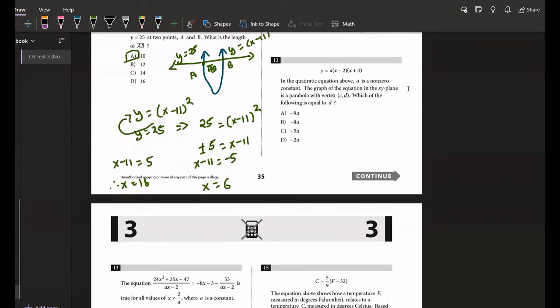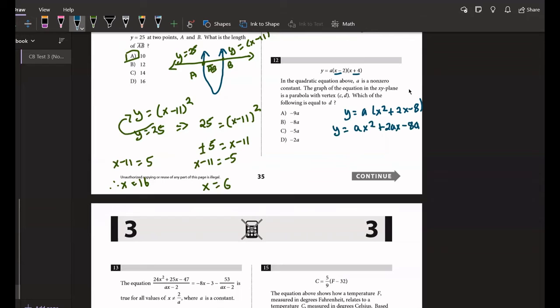Then again, you are given the equation of a parabola. You are supposed to find the vertex and give the value of b. So we'll rewrite this equation as y equals a(x squared plus 2x minus 8). When you multiply these two brackets, this is what you're supposed to get. And then you multiply a inside, so a x squared plus 2ax minus 8a.